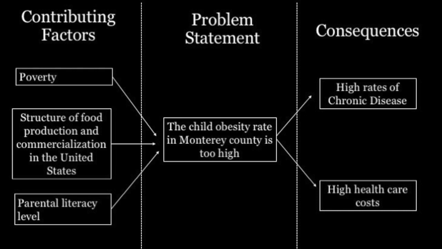Maybe some authors suggest that the structure of food production and commercialization in the United States is a contributing factor to childhood obesity. Or parental literacy level. In this case, parental literacy is a protective factor. The more literacy, the less likely to have obesity. Poverty is a risk factor. If poverty is present, the risk of childhood obesity increases.